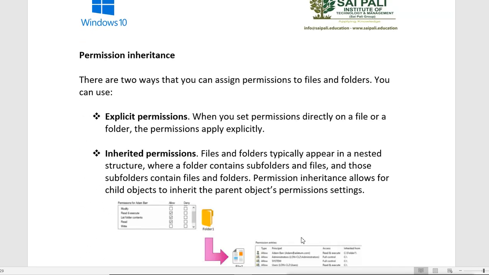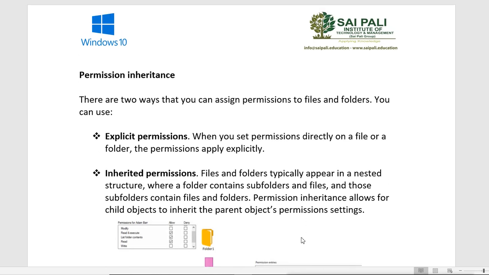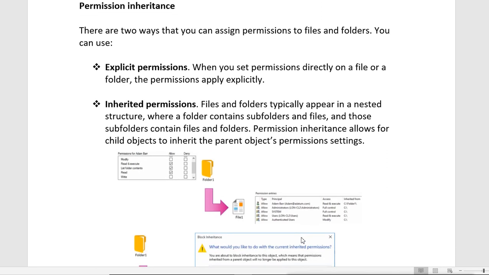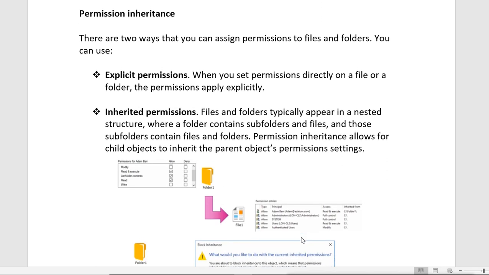Then we have permission inheritance. There are two ways that you can assign permission to files and folders: you can use explicit permission, and you can use inherited permission. Explicit permission means when you set permission directly on a file or a folder, the permission applies explicitly. Now inherited permission means files and folders typically appear in a nested structure. Nested structure means one directory inside another directory, and another directory inside another directory.